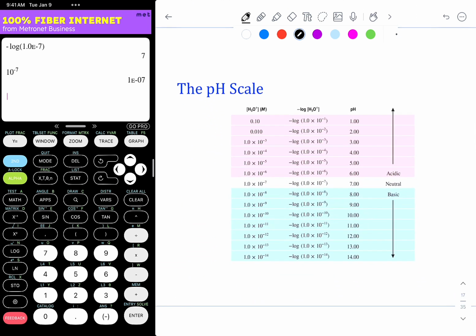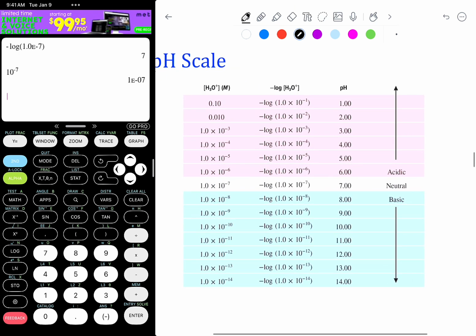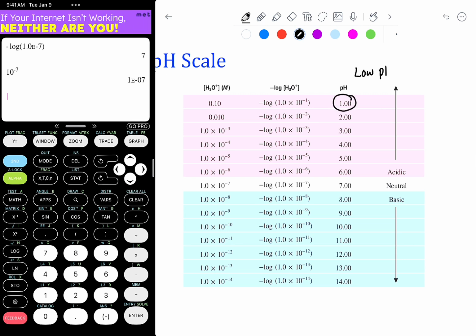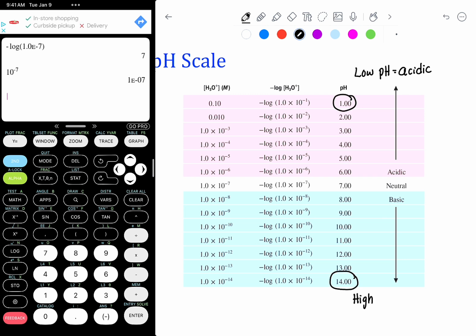The pH scale is logarithmic, so it's base 10. Everything is different by a factor of 10. So here on our pH scale, we see what's in red is more acidic, so it has a pH of a really low number. So low pH is acidic. And then we go down to the higher end in the blue. High pH is referred to as basic.